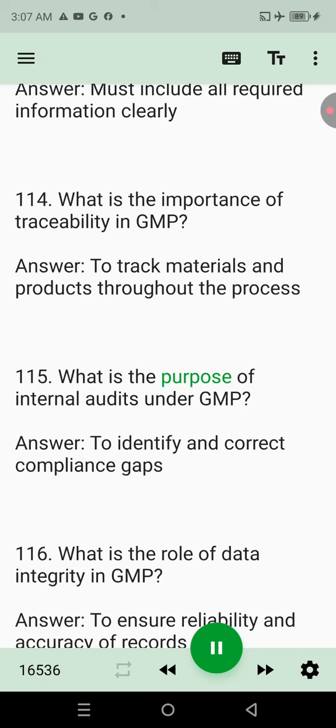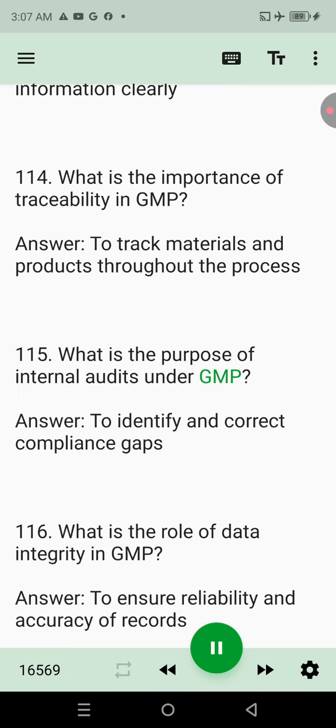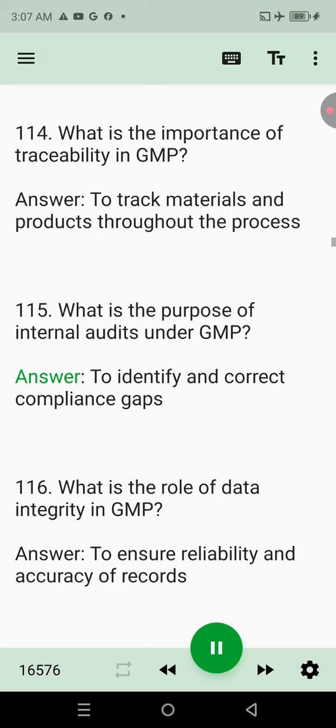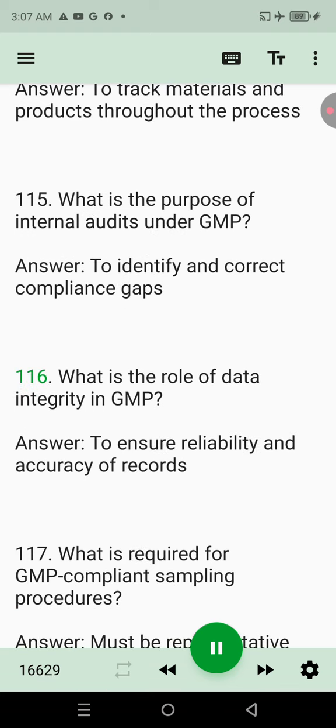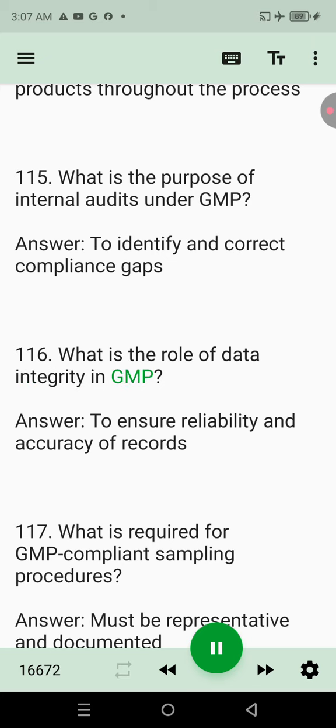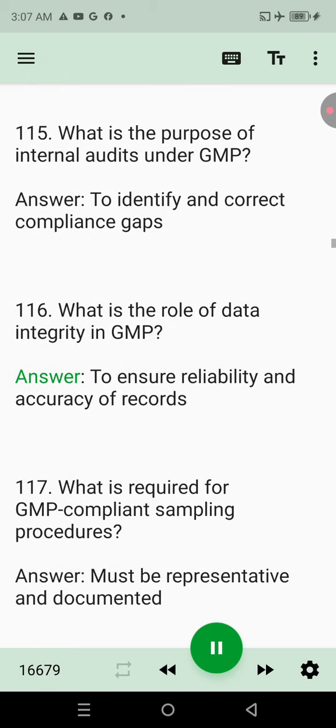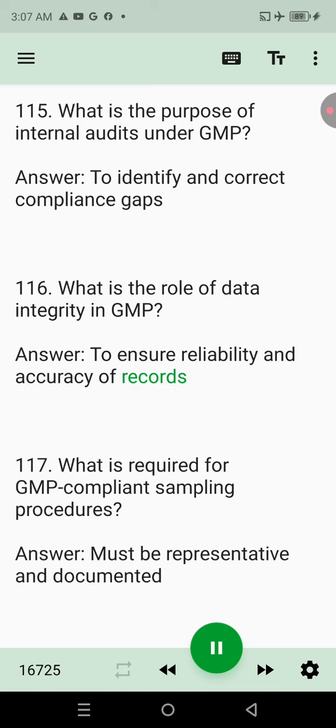115. What is the purpose of internal audits under GMP? Answer: to identify and correct compliance gaps. 116. What is the role of data integrity in GMP? Answer: to ensure reliability and accuracy of records.